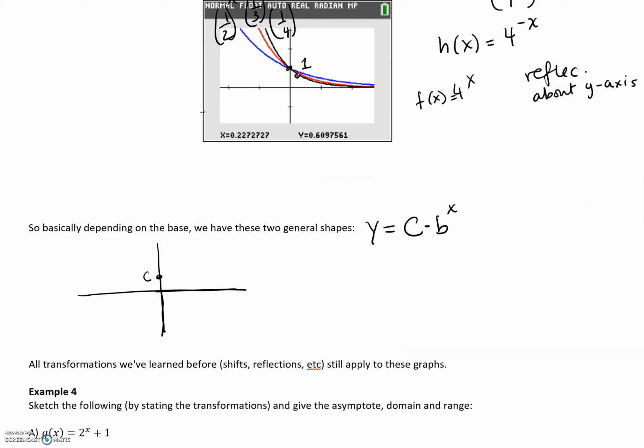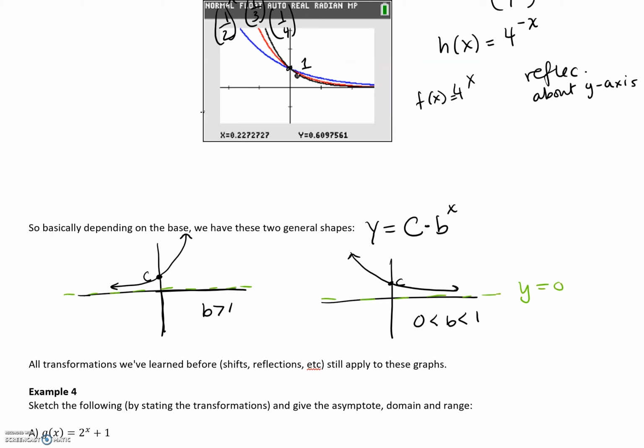So we'll say it's either a growth that looks like that for b bigger than 1, or we'll have a decay when b is less than 1. So those are the general shapes I want you to keep in mind for exponential functions. As you're walking to the right, you either go up or go down, depending on whether it's a growth or a decay. And remember, they both have that horizontal asymptote of y equals 0, unless you've happened to shift things around. And shifting things around comes from transformations.